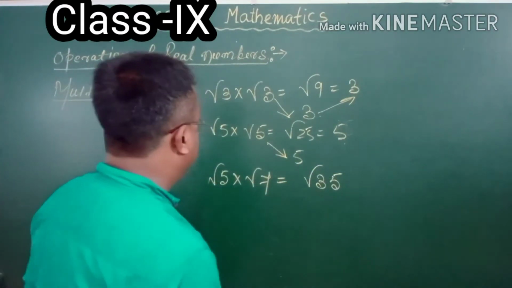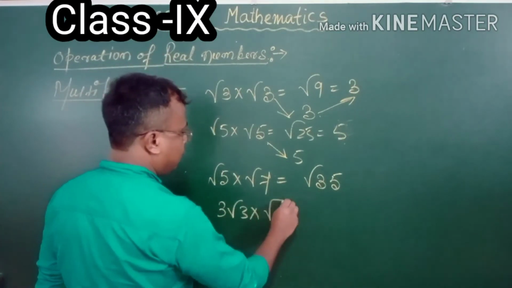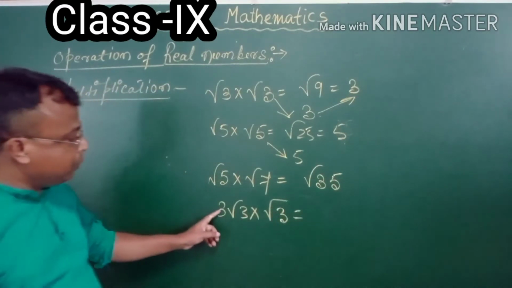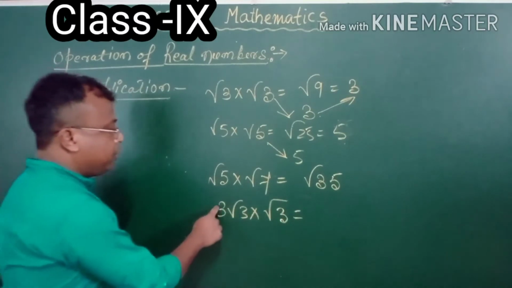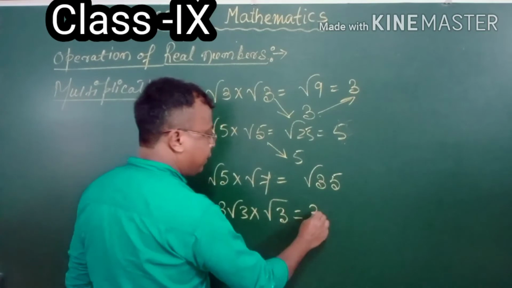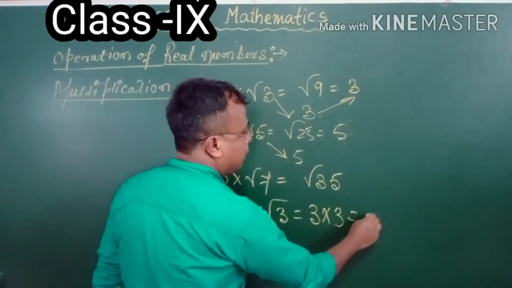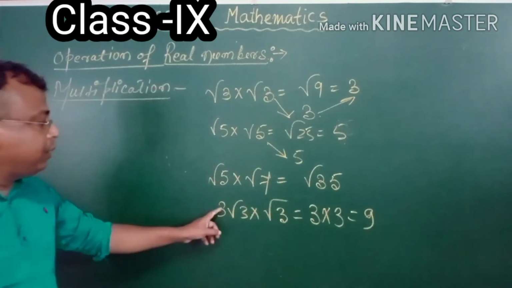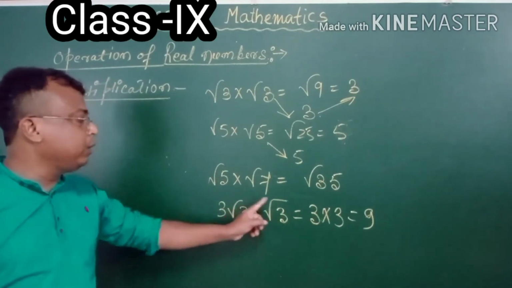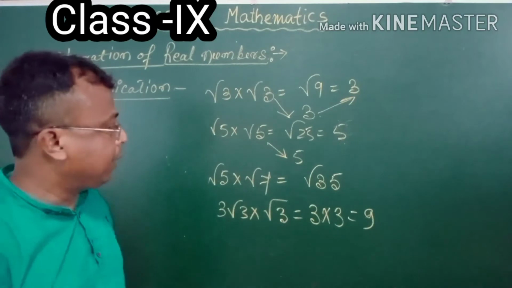Okay? So similarly, 3 root 3 into root 3. Can you tell me what will be the answer? Here you see, first you multiply this one. 3 into 1, here 3. Okay? And root 3 into root 3 is 3. So 3 into 3 is equal to what? 9. Correct? So like this you can multiply.